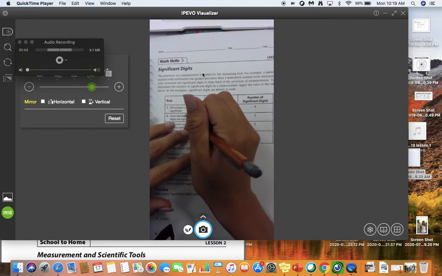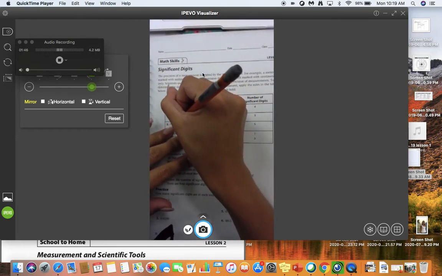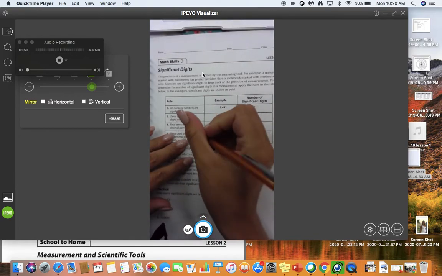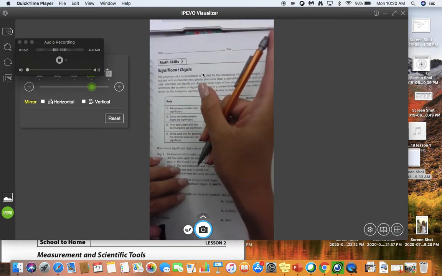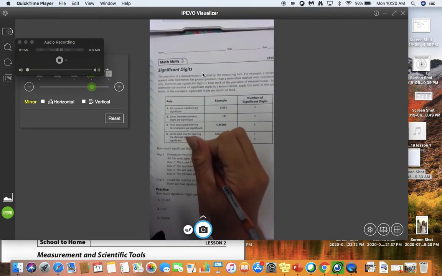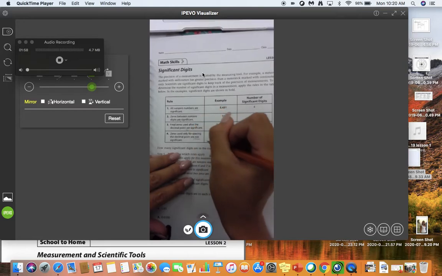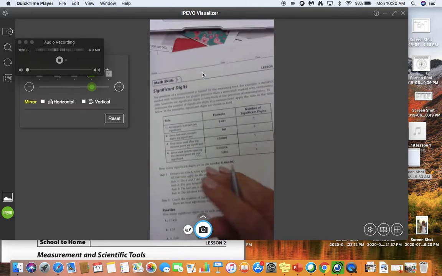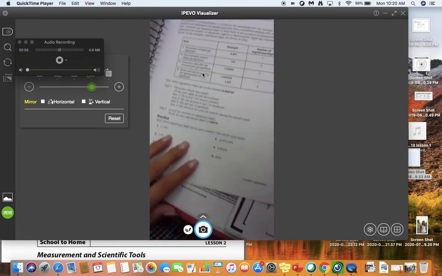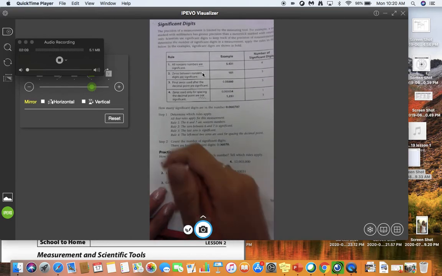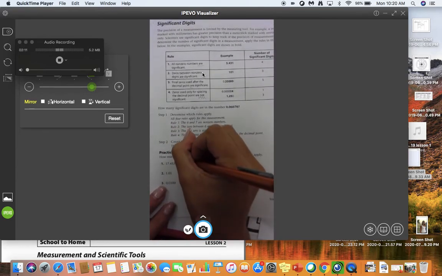So let's look at these rules. Rule number 1, all non-zero numbers are significant. Rule number 2, zeros between non-zero digits are significant. Number 3, final zeros used after the decimal point are significant. Rule number 4, zeros used only for spacing the decimal point are not significant.